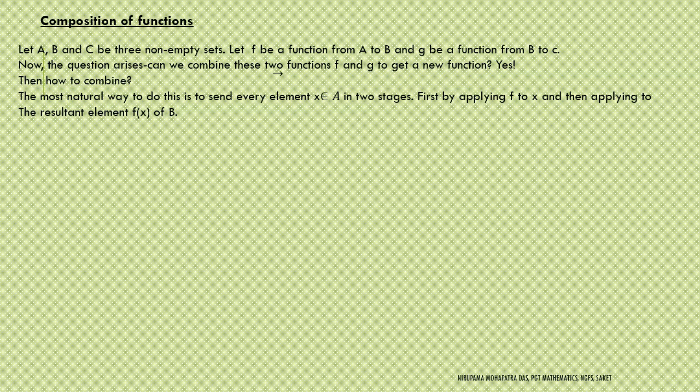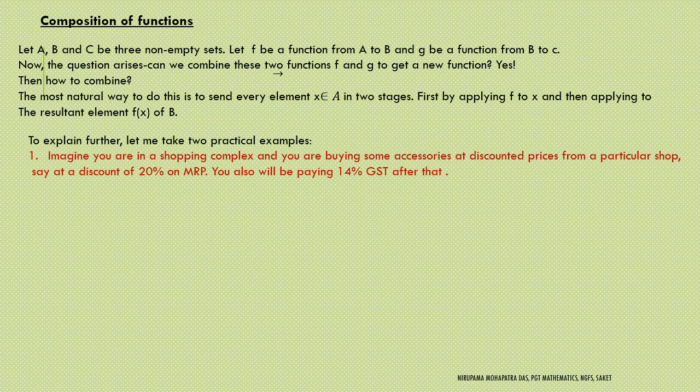And in the second stage, we apply a rule to the resultant element f(x) of B. It means we will have another set C. So here again we will apply another rule. Let me take one more example, a very simple example.